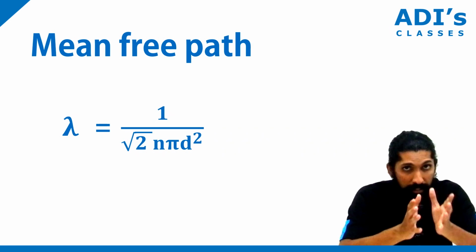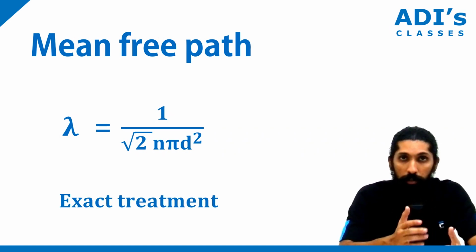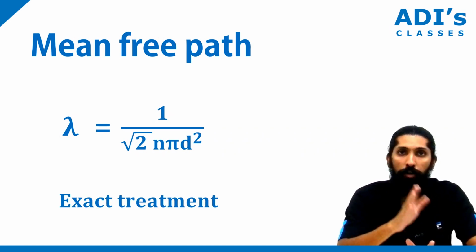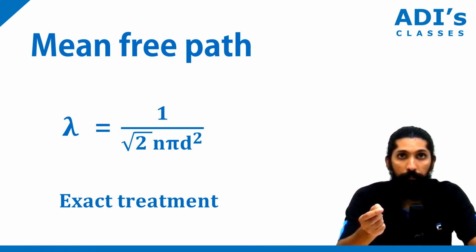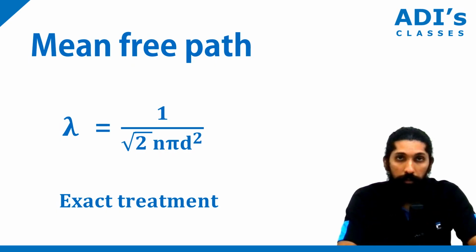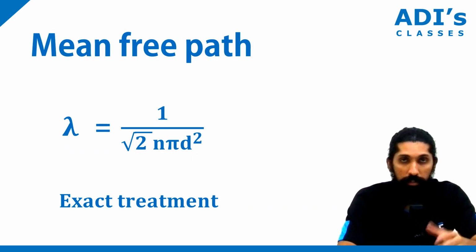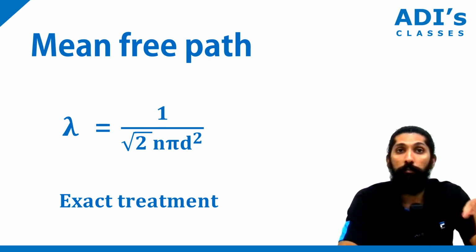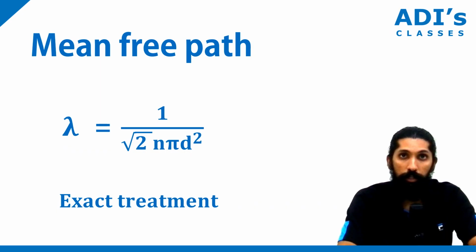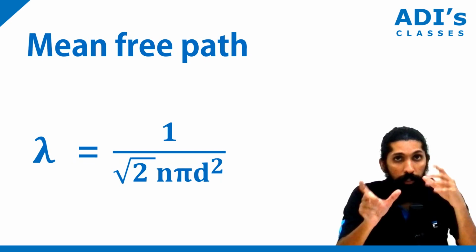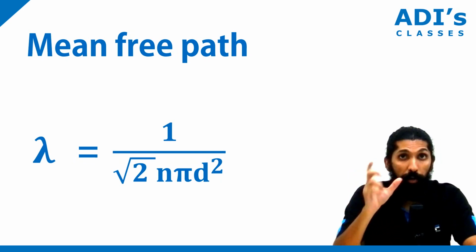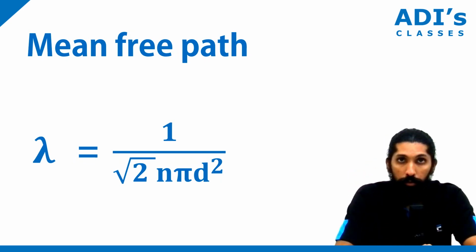Suppose we do the exact treatment. Here we are taking an ideal gas, and we're also taking a lot of other assumptions, saying that it's going to interact with only one molecule at a time. But that's not the case all the time, correct? If we do the exact treatment, then lambda is equal to 1 by root 2 pi n d square. This is going to give us the value of the mean free path. In the sense, between two successive collisions, the path it is traveling is 1 by root 2 into n pi d square.